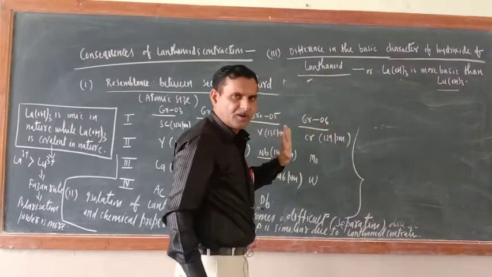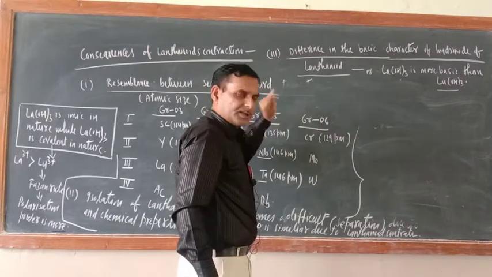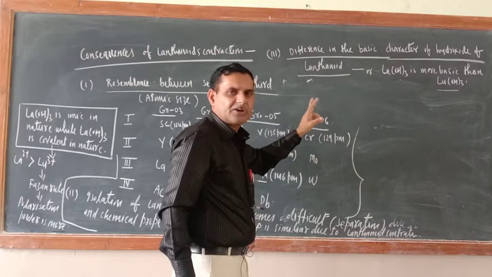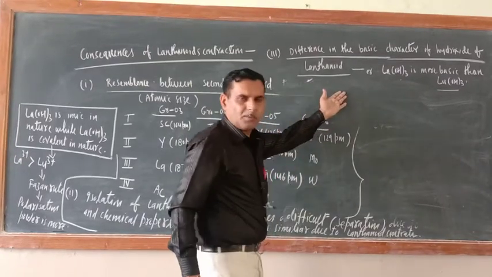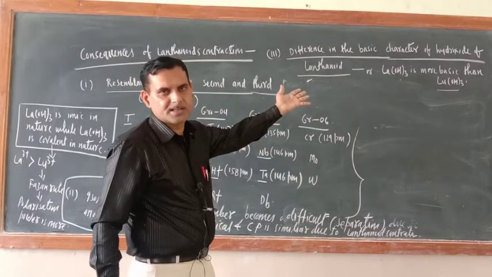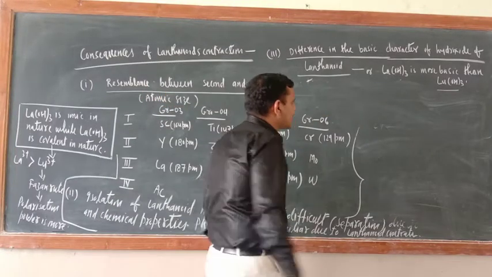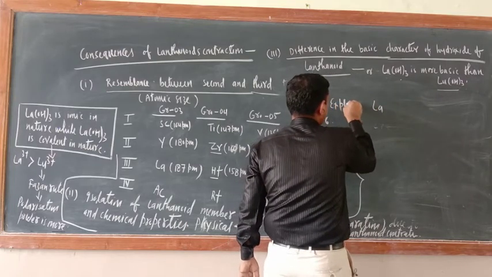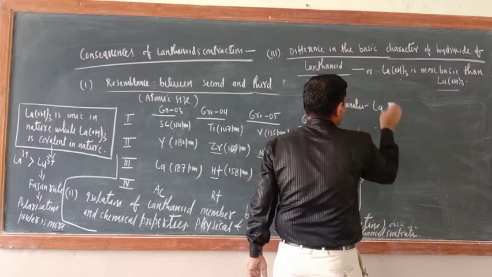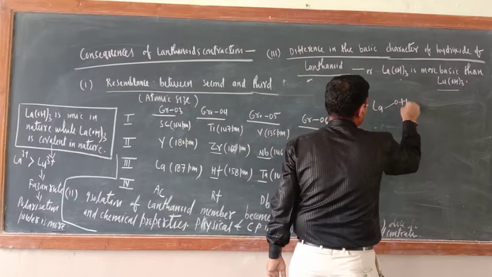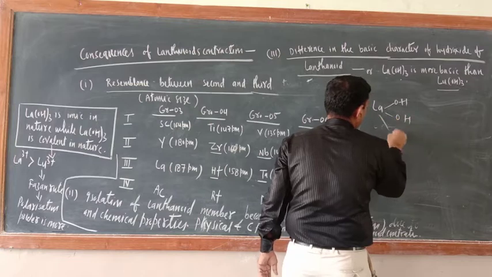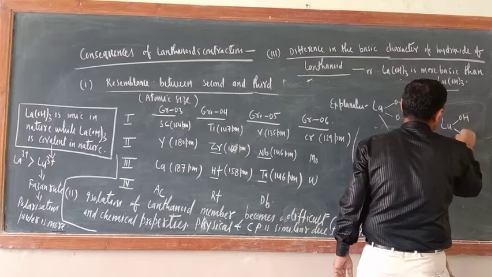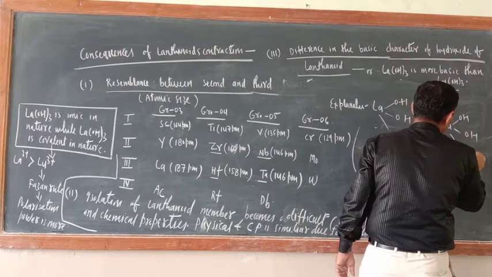Are you getting my point or not? The difference in the basic character of these two members is because of lanthanide contraction only. Now this question is important. Many years I have seen this question has been asked. This is the explanation. Check here: La, OH, OH, OH. Here what is there? Lu, OH, OH, and OH.